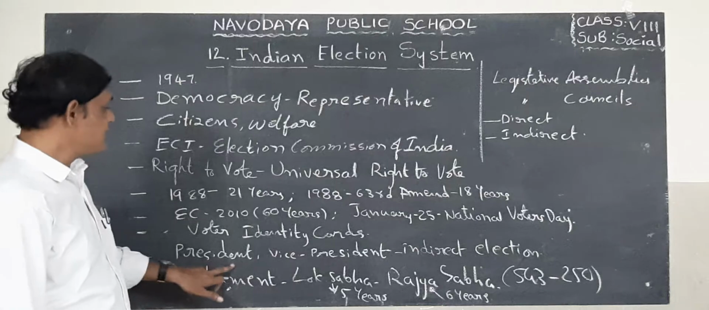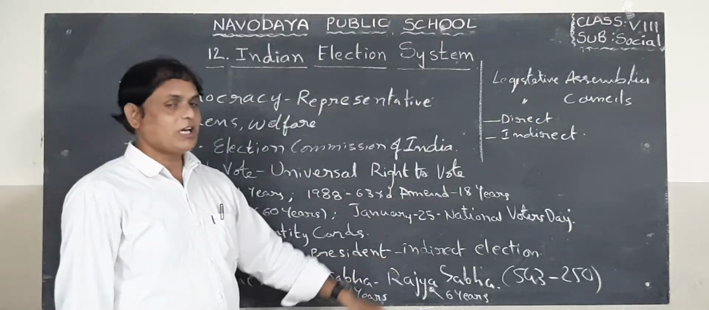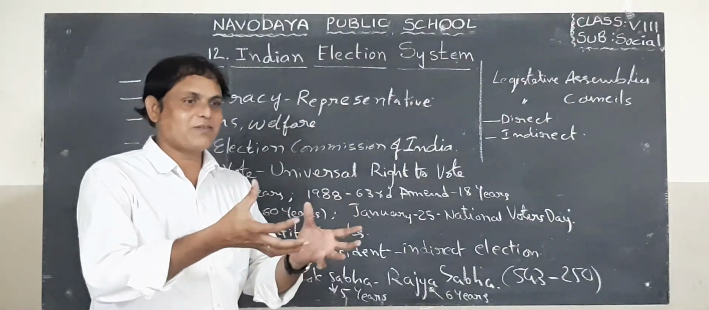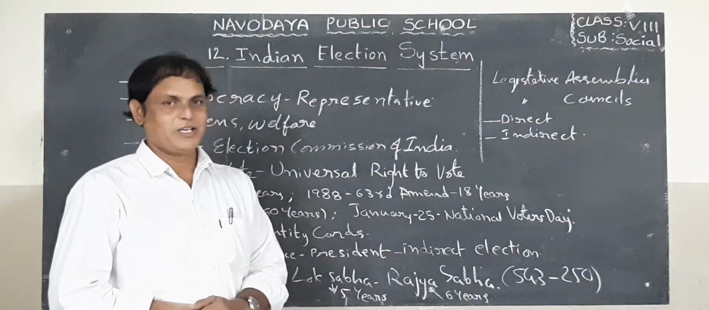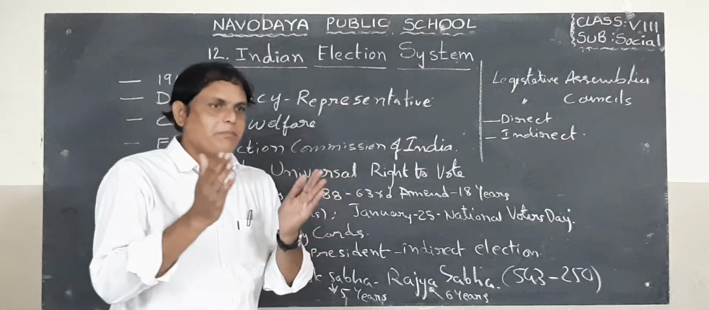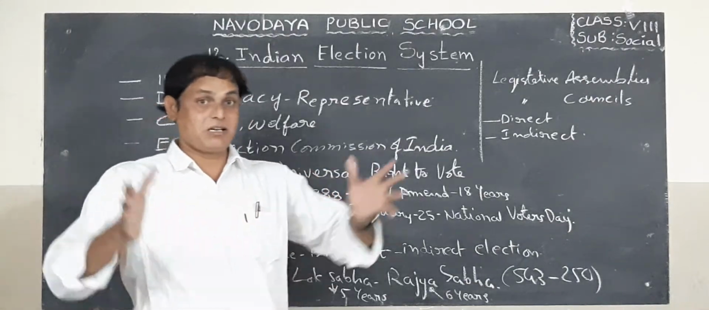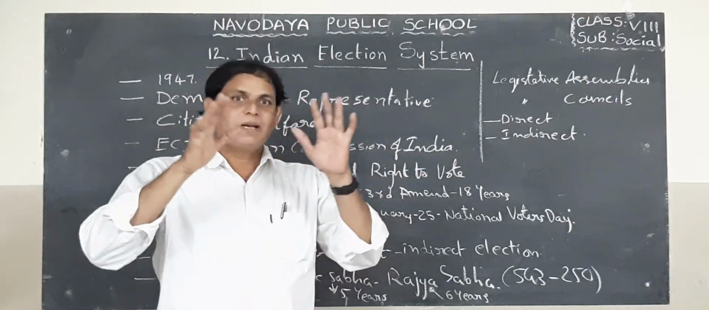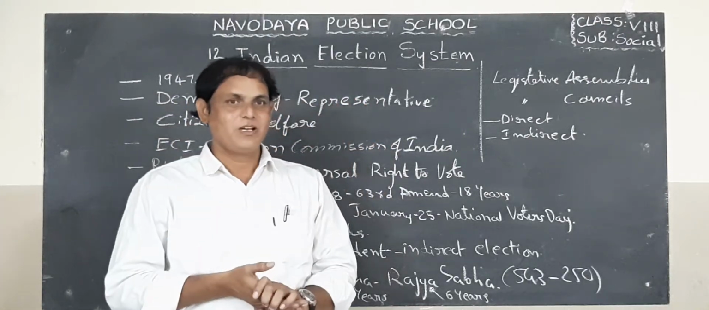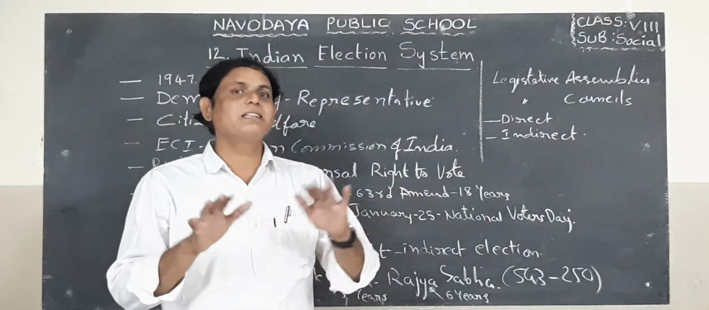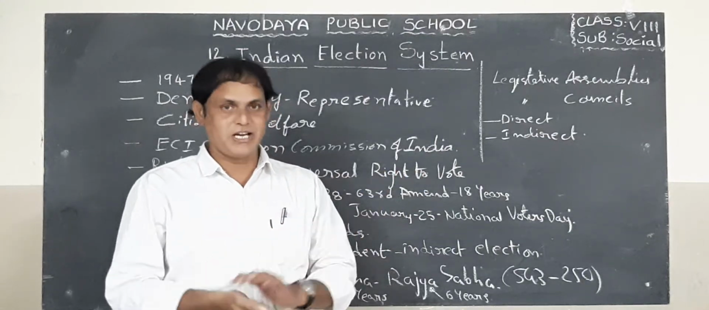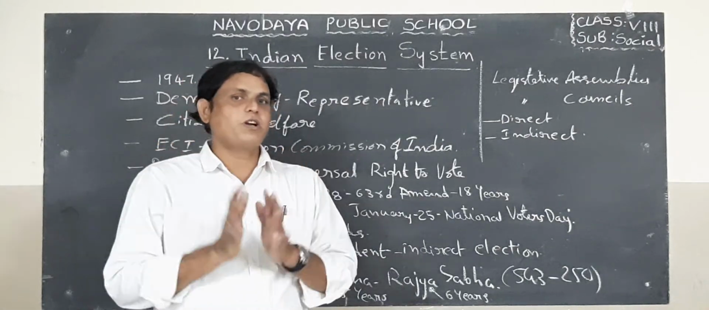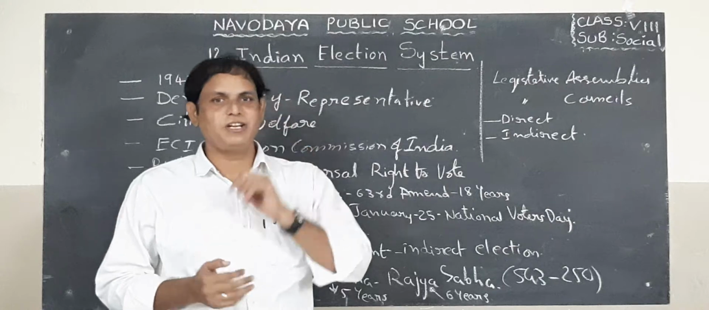Next one, president and vice president. Their elections are indirect elections. They will be elected indirectly, not directly. For example, president means like a king, head of the state or head of the nation. At central level, the president is the head of the nation. At state level, the governor is the head of the state. So children, the president is very important. He is the first citizen of India.